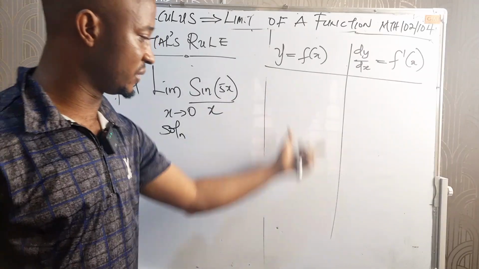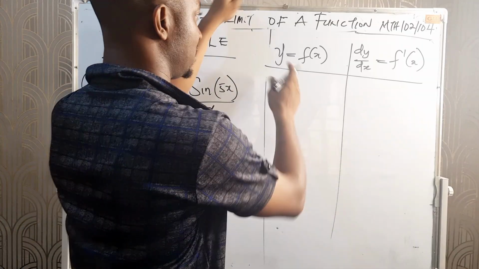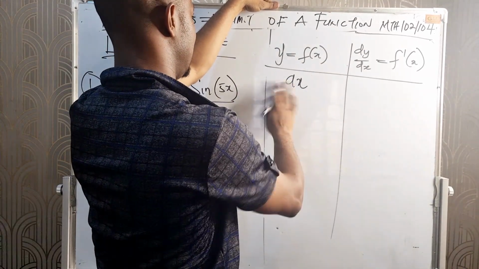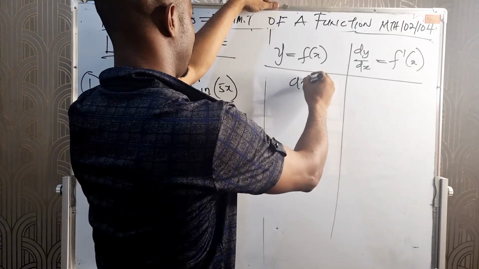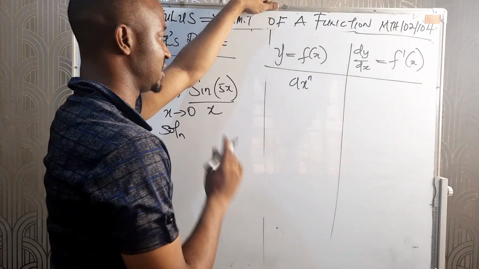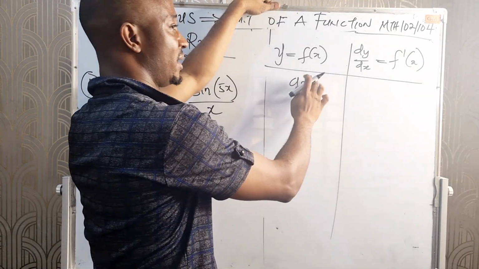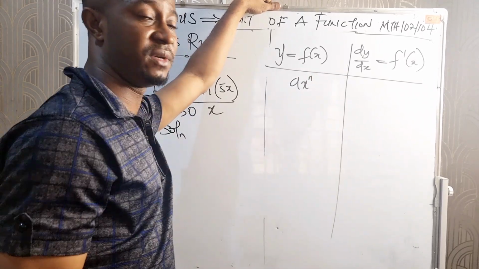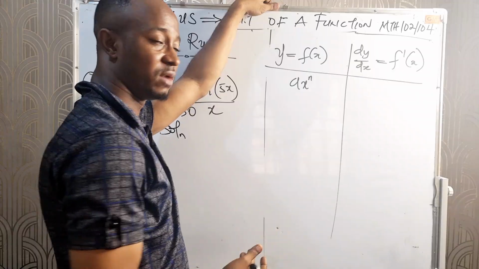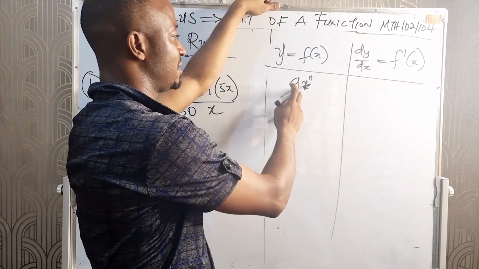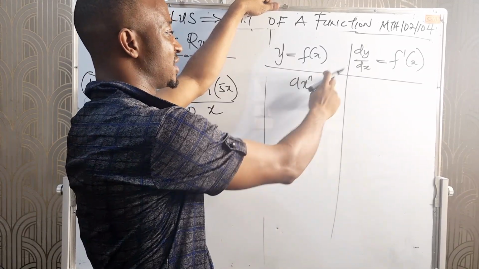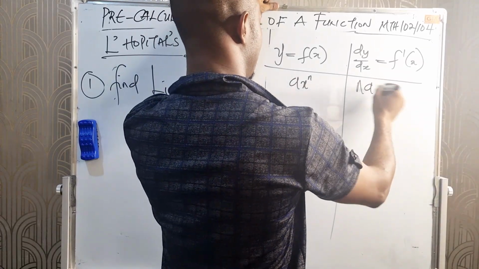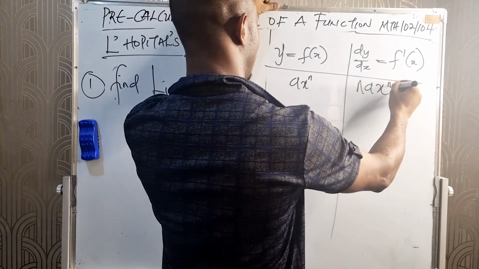Now, we have some general rules of differentiation, or I call it the table of differentiation. The first one is called the power rule. If y is given as a x to the power of n, the first rule of differentiation says multiply this power by the coefficient, which is a, then subtract 1 from the power. So n times a is na, then we have x to the power of n minus 1.